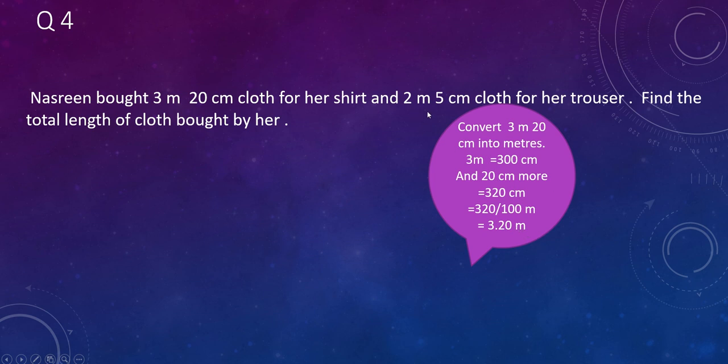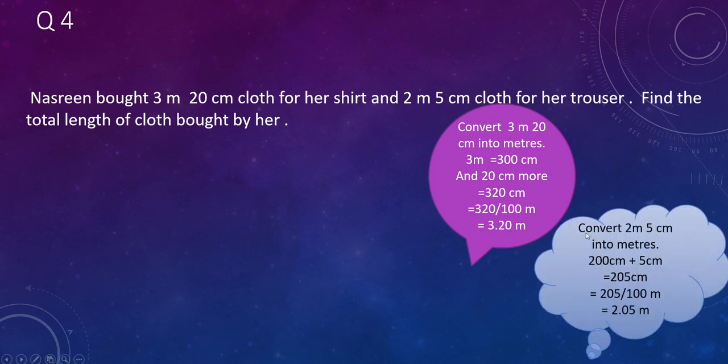Next, I am going to convert 2 meter 5 centimeter into meters only because I need a decimal point here. I have to show this conversion in the rough, or you can do this conversion in the fair also. First, I will convert into centimeters. So 2 meter means 200 centimeter and 5 centimeter more I have. So in total I have 205 centimeter. But I need the answer in the bigger unit. I want the answer in meter. So I will divide 205 by 100.